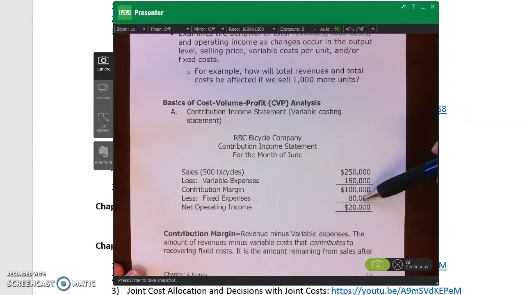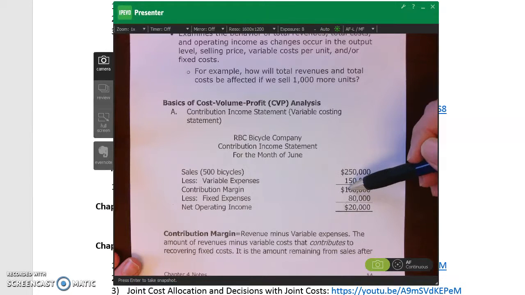With fixed expenses, again, we're grouping these over here based on cost behavior. They're all fixed expenses. They could be fixed product and fixed period. So it could be rent on the factory and also rent on corporate headquarters. Rent on corporate headquarters would be a period cost. Rent on the factory would be a product cost. We subtract those to get down to net income.